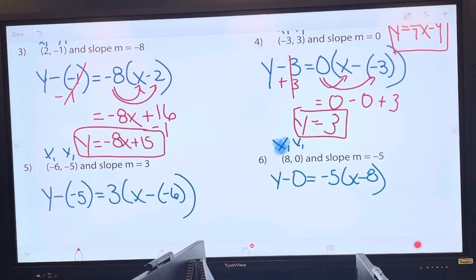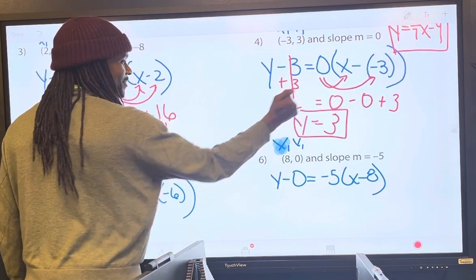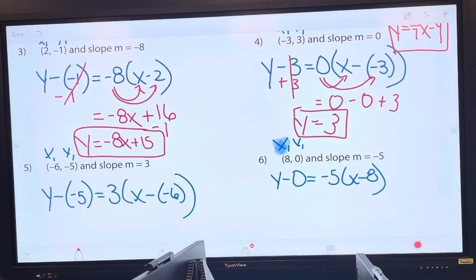That's slope intercept form. y equals mx plus b. There's no slope in that one. It's just y is 3.